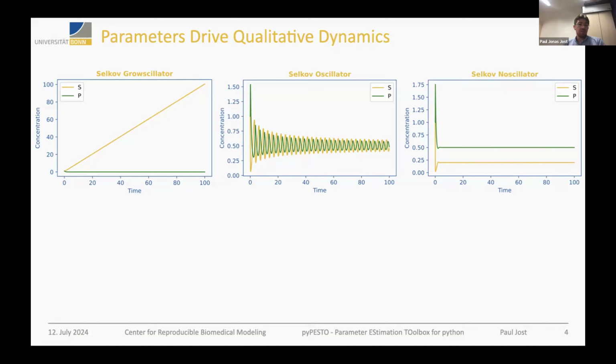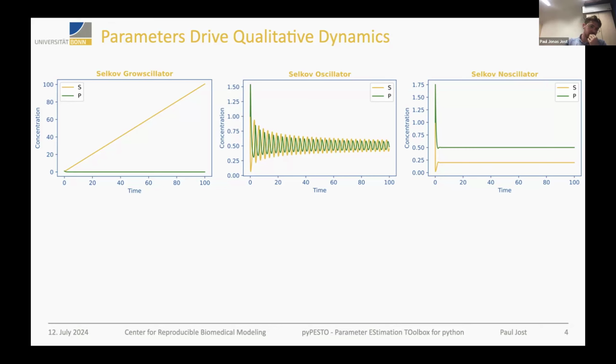In the first case, the growth oscillator means that if we change the parameters as we want to, then we can have the substrate just explode. It will grow infinitely or indefinitely. And there's a third one, the no oscillator, which means we don't have an oscillating system, but we actually enter a steady state. We keep it stable and it will stay there as long as we wait.